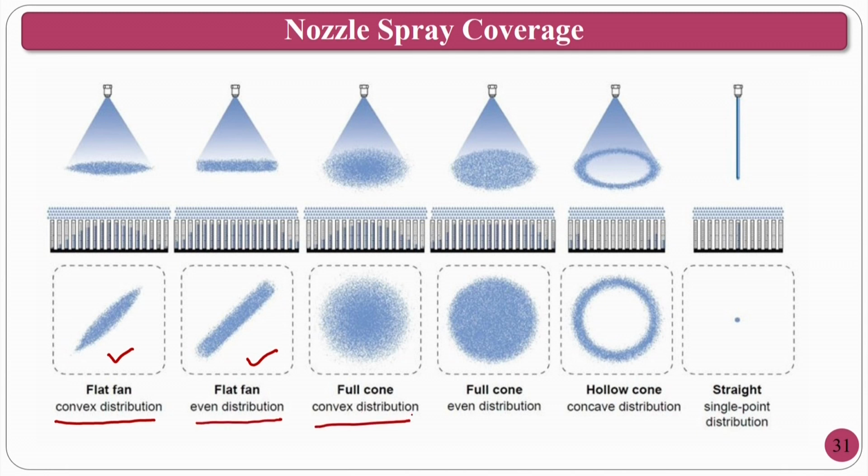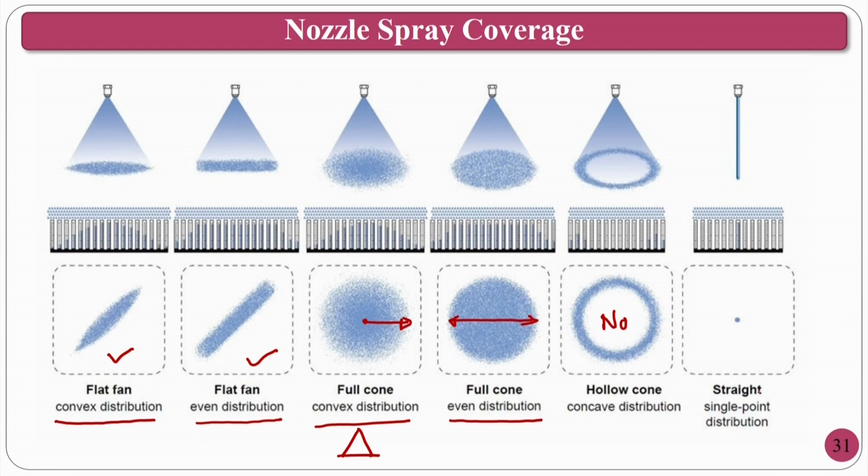Full cone normally also has a convex distribution, and again full cone means even distribution. The density at the center is very high, and it reduces toward the periphery. Here it is completely even wherever you take it. And hollow cone, in some applications you can have the hollow cone also, where there is no cutting fluid at the center and it is only on the periphery.